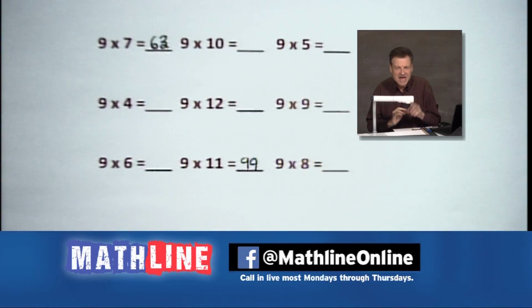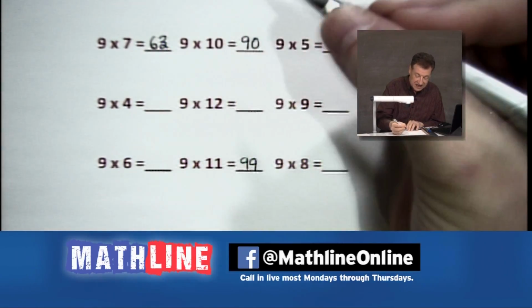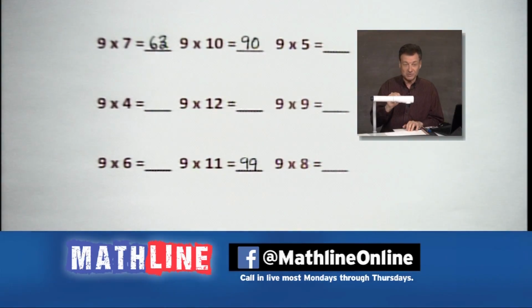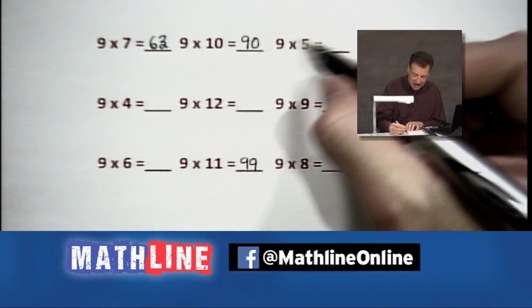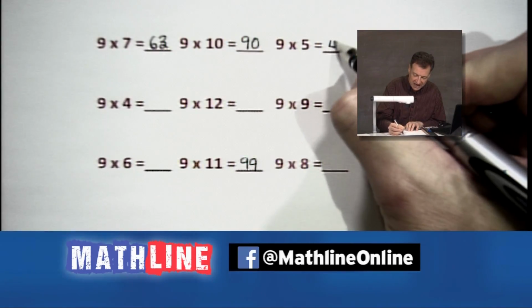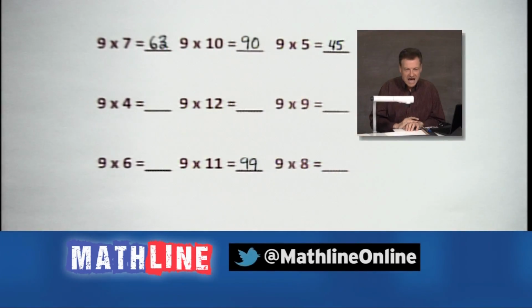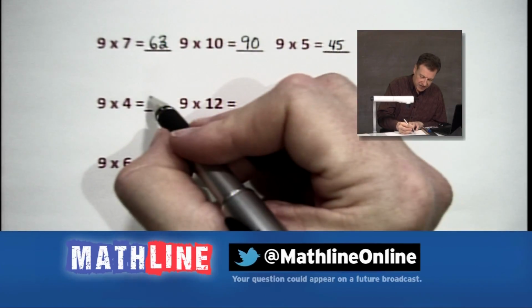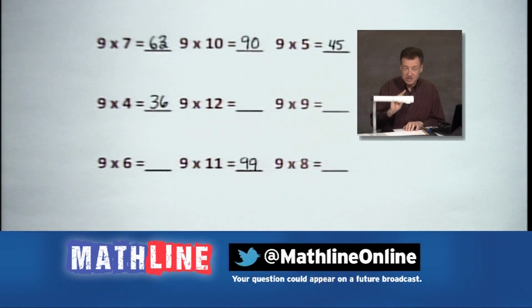There's your response. 9 times 10. All you got to do is make a 90 out of that. 90's also got a lot of factors that we'll go into to divide into that number 90 evenly. 9 times 5, well, that's half of that, isn't it? 45. 9 times 4, or 4 times 9, we're back to that 36. And I told you earlier, that's a number that has a lot of factors that will divide in there evenly.